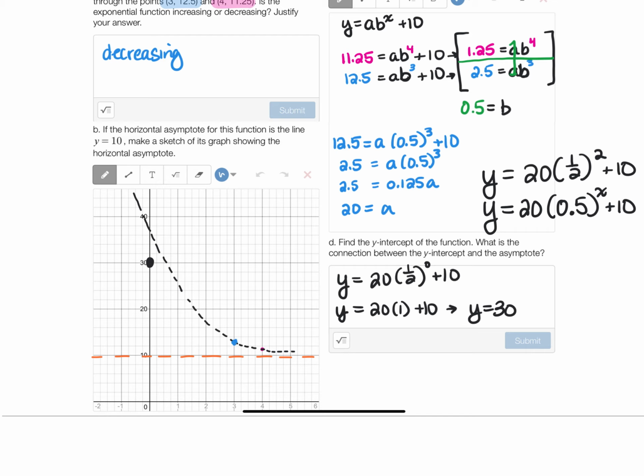Now we were kind of close in our estimation, but let's go ahead and make this graph a little bit better. So I'm going to actually draw in a better sketch for my graph, connecting the points that I know for sure. So I have something that looks like this. Now, as far as the connection between the y-intercept and the asymptote, it's your start value plus 10. You can think of it that way if you'd like. There's no real other connection that I'm looking for there.